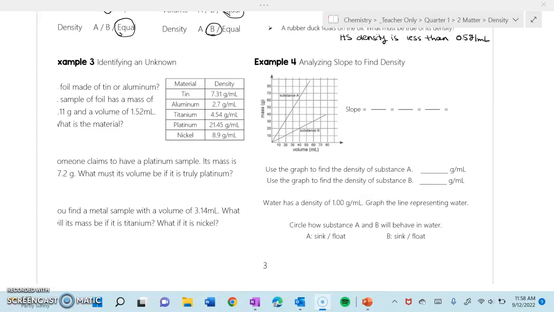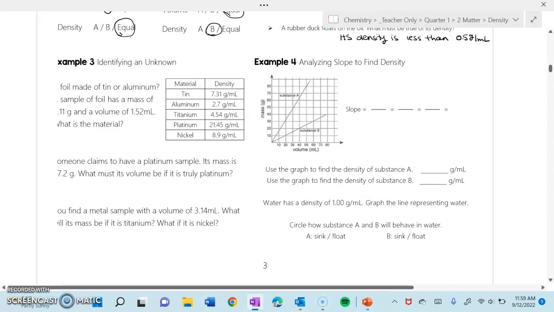Okay, so we're going to take a second to do this math problem that will help us identify what unknown we have. So it says, is foil made of tin or aluminum? A sample of foil has a mass of 4.11 grams and a volume of 1.52 milliliters. What is the material? We can calculate the density from this problem. Oops, that's a 4.11. Got cut off there. By dividing the two, because they're a ratio. Remember, D equals M over V. Divide the two numbers and you'll have the density.